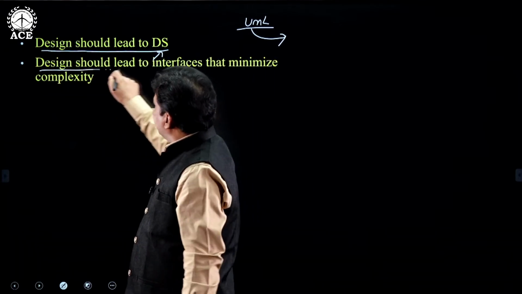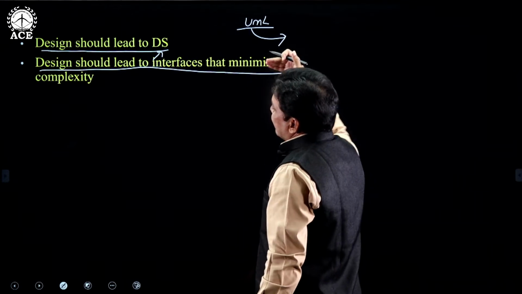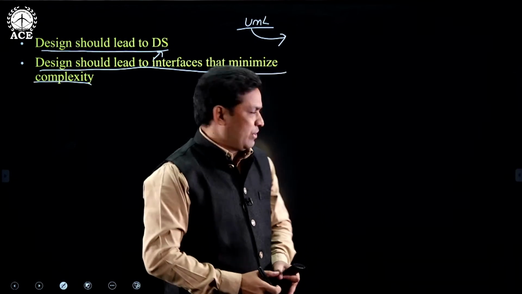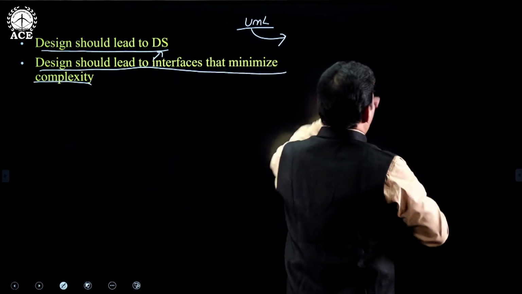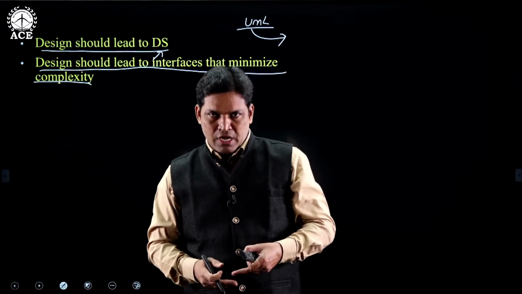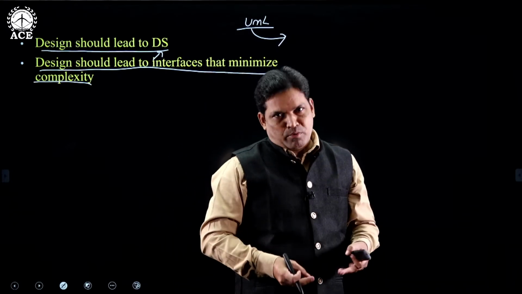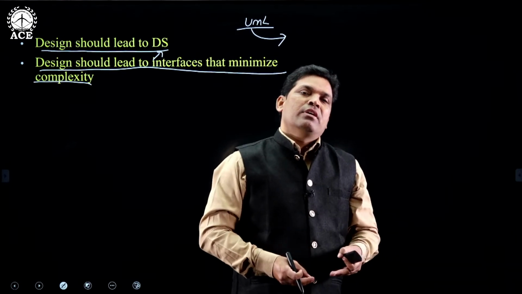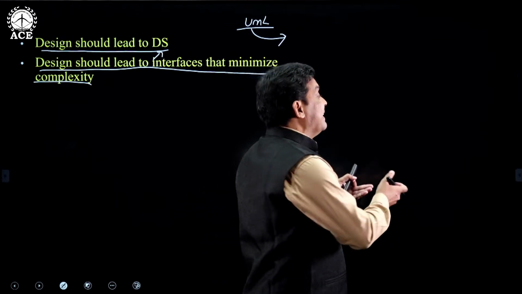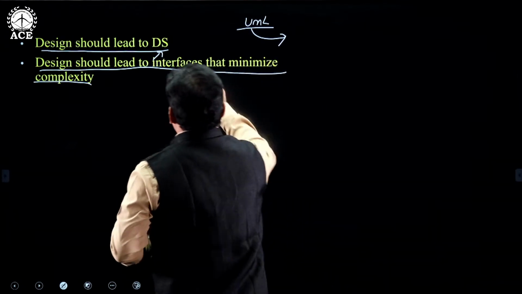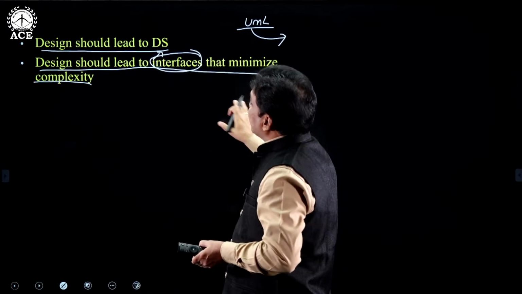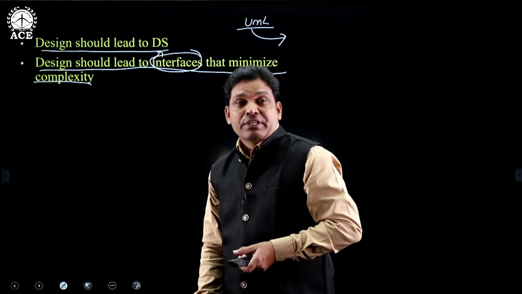Next is design should lead to interfaces that minimize complexity. What is the purpose of an interface? Just now we discussed that a large complex software application gets divided into modules. Again, modules get divided into small components, right? Components are designed, developed, and tested independently. Later, those small components are supposed to be integrated and combined. How do we combine them? By using interfaces, right? So design should lead to interfaces that minimize complexity.